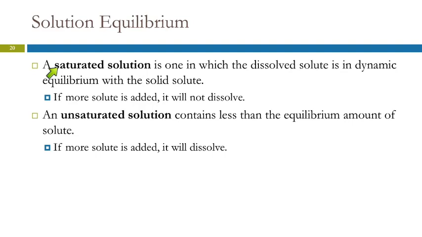So a saturated solution is one where we've got that dynamic equilibrium going on. You've got the solid solute present, and you've got the dissolved solute present, and you've maxed out the solubility. So if you add more solid solute, it will not dissolve. It'll just sit there because you've already maxed out the amount that can be dissolved. An unsaturated solution contains less than the equilibrium amount of solute. So if you put more in, it will dissolve.